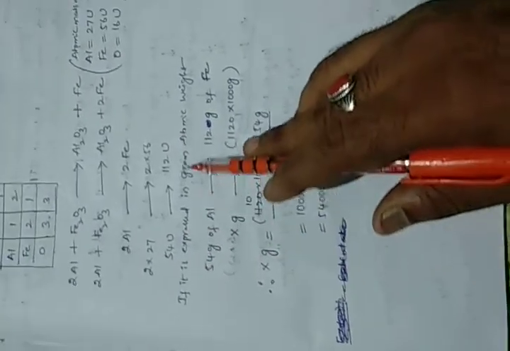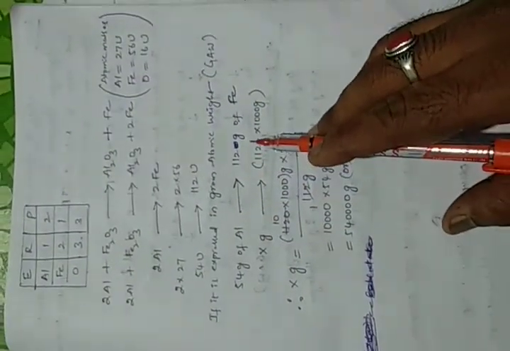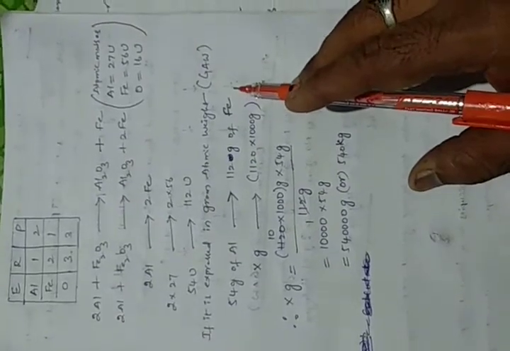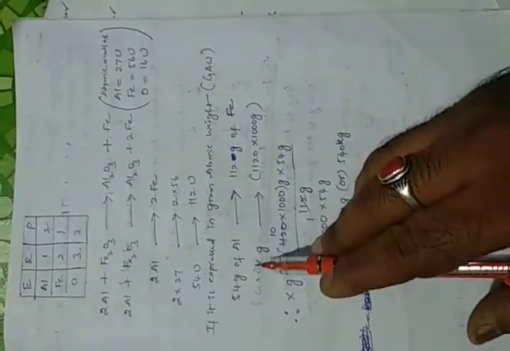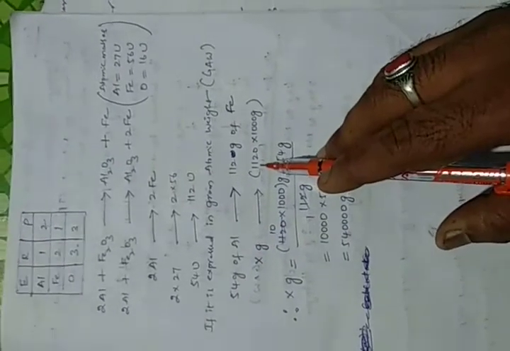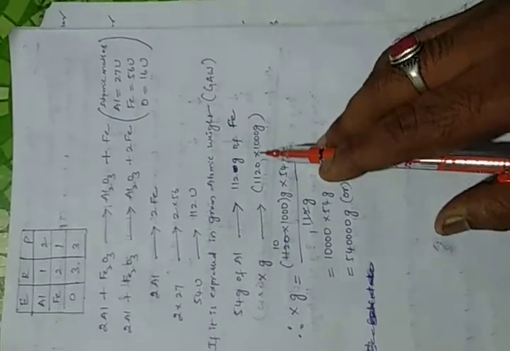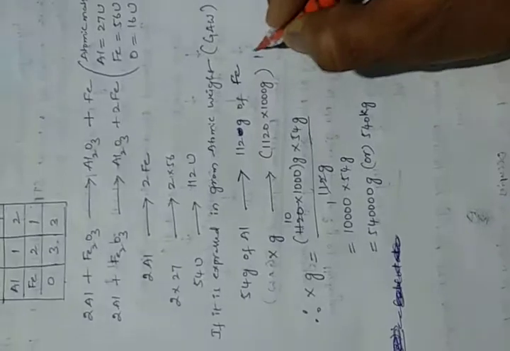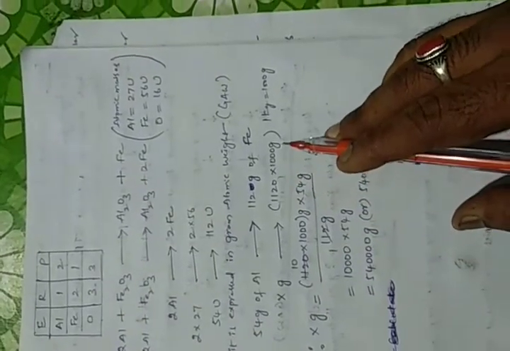If it is expressed in grams, gram atomic weight, GAW: 54 grams of aluminium gives rise to 112 grams of iron. X grams of aluminium gives rise to 1120 kilograms. Converting into grams, 1 kilogram is equal to 1000 grams, because it is given in kilograms. So 1120 into 1000 grams.